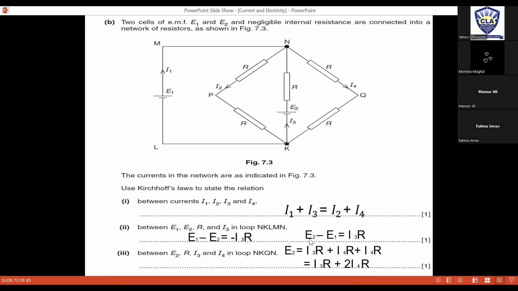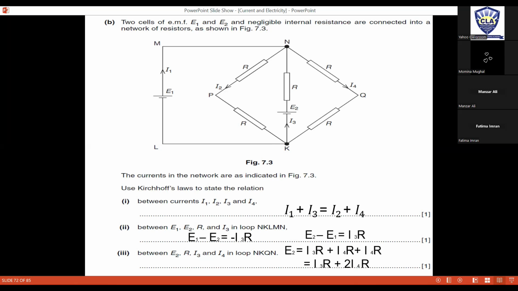On the other hand, if we had taken E2 minus E1, then I3R will be taken as positive. So that depends on which battery we are considering to be larger. It is our choice. अगर हम E1 minus E2 करेंगे तो minus I3R होगा, और अगर हम E2 minus E1 करेंगे तो I3R होगा. Both answers will be considered to be correct.